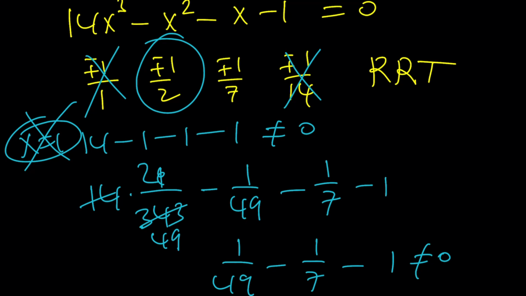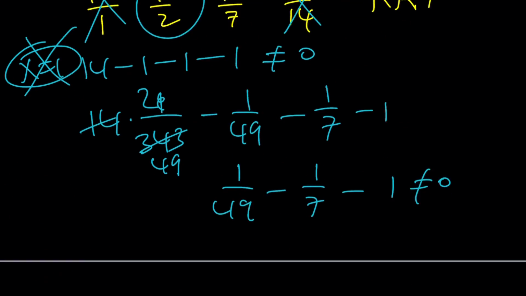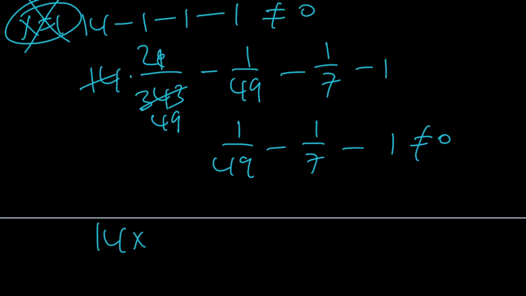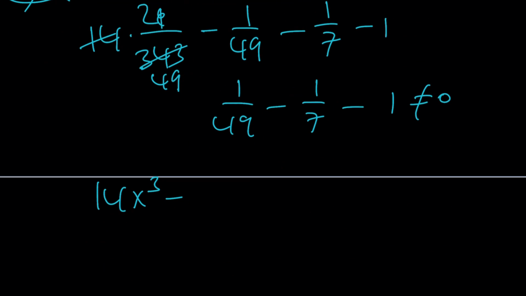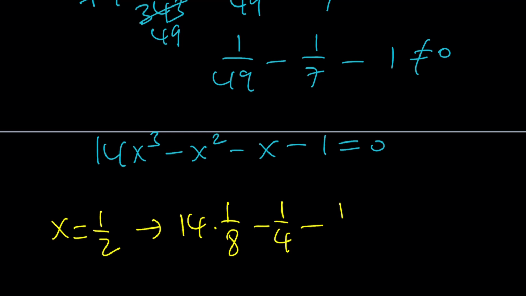I don't know how much, but let's go ahead and test these out. How about 1/2? So I have 14x cubed minus x squared minus x minus 1 equals 0. I'm going to test to see if x equals 1/2 is a solution. Let's find out. If you replace x with 1/2, it's going to be 14 times 1 over 8 minus 1 over 4 minus 1/2 minus 1.